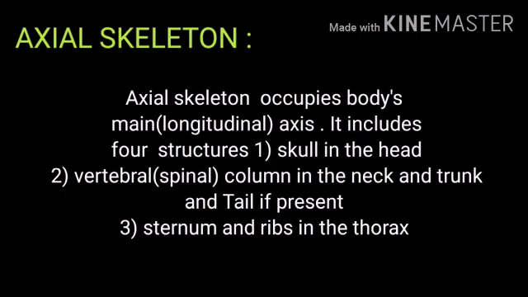Axial skeleton. The axial skeleton occupies the body's main longitudinal axis. It includes 4 structures. 1. Skull in the head. 2. Vertebral or spinal column in the neck and trunk and tail if present. 3. Sternum and ribs in the thorax region.